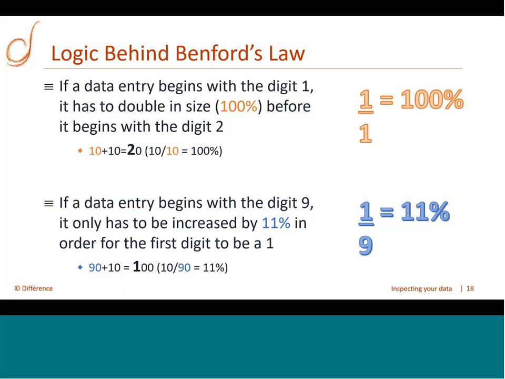However, if the first digit of a number is 9, then it only has to increase proportionally by 11% for the first digit to become a 1. So for example, if my number is 90, for that number to become 100, I just need to add 10, and 10 over 90 is only 11%. So in terms of proportion, that's why we have more numbers starting with a 1 than starting with a 9, typically in many data sets.